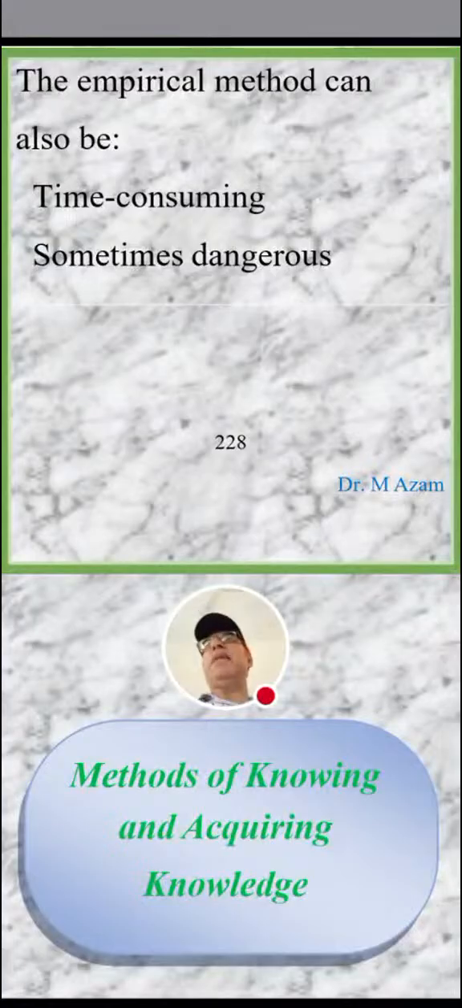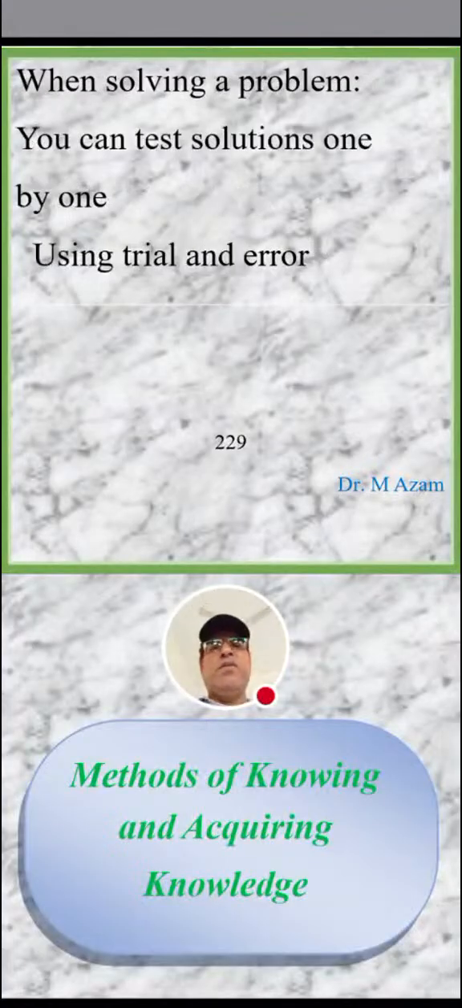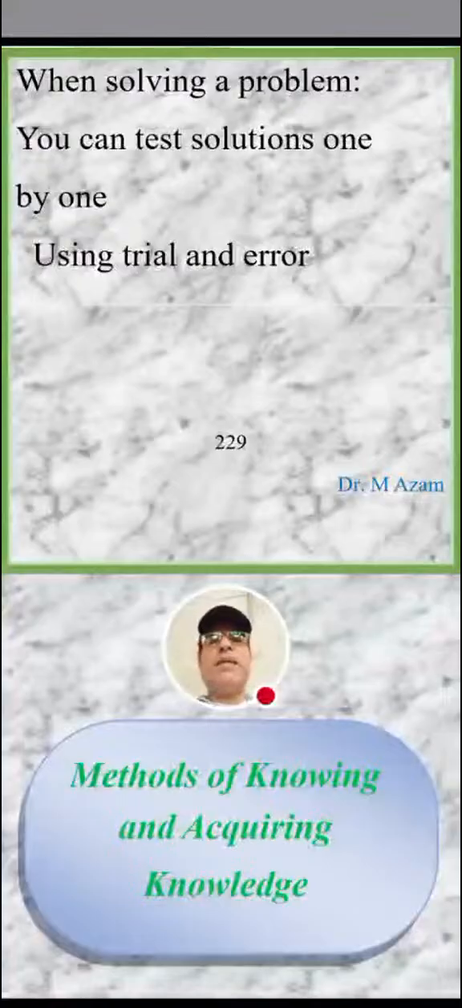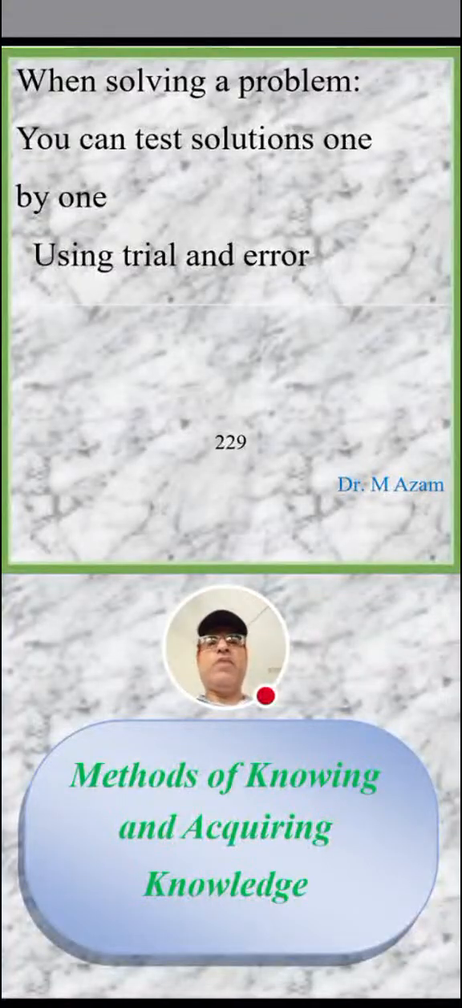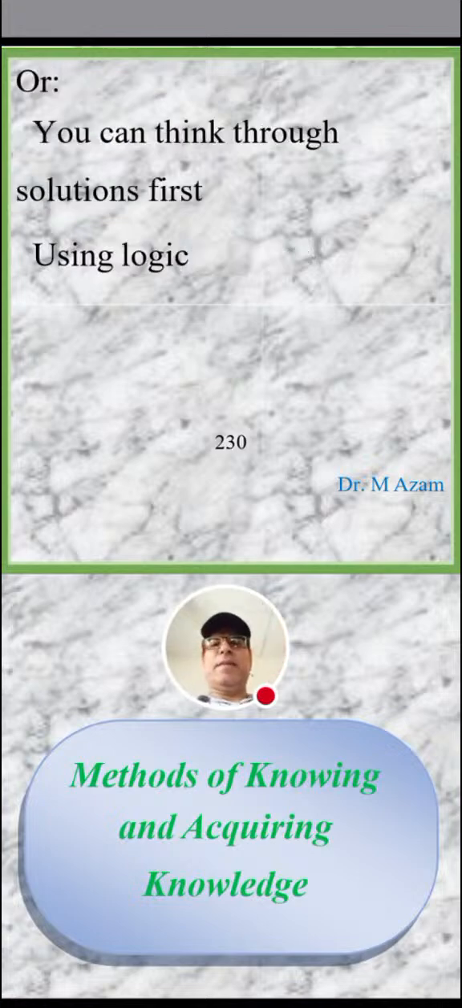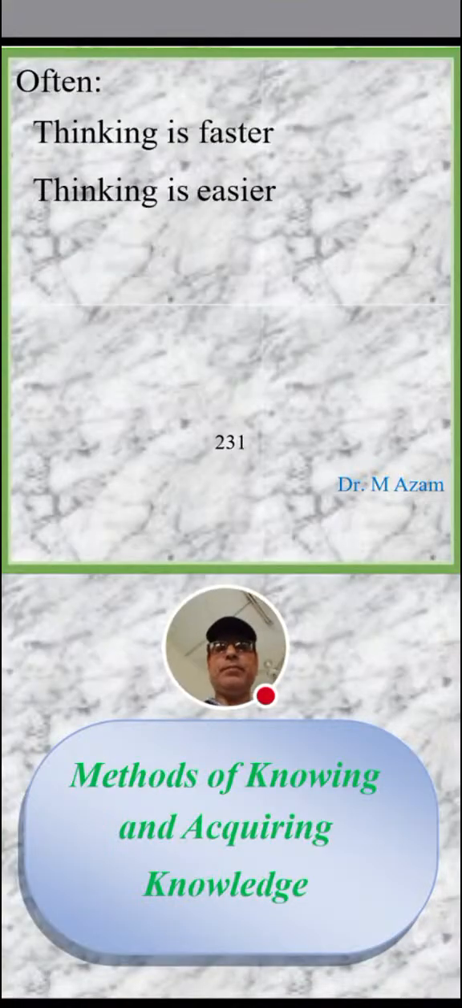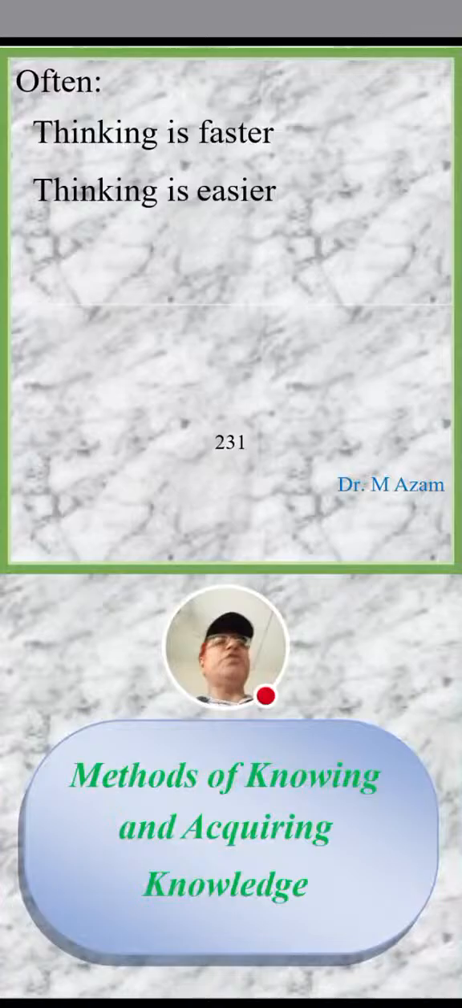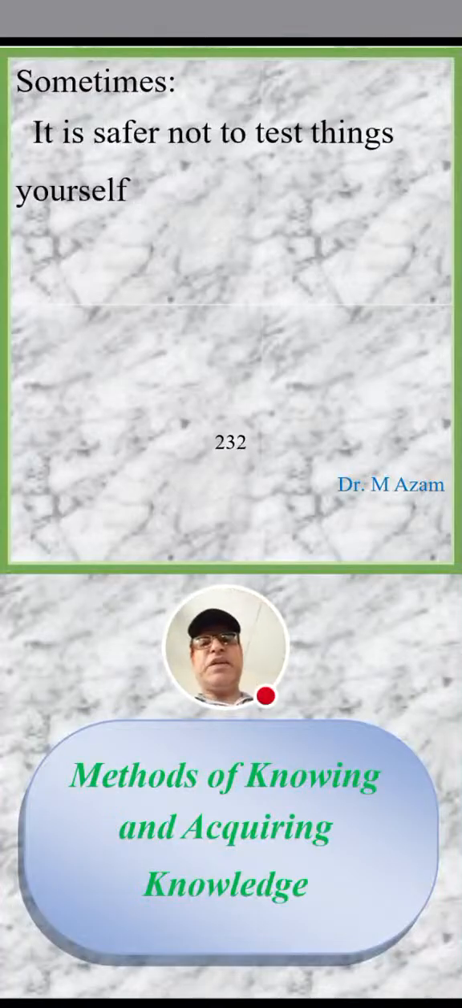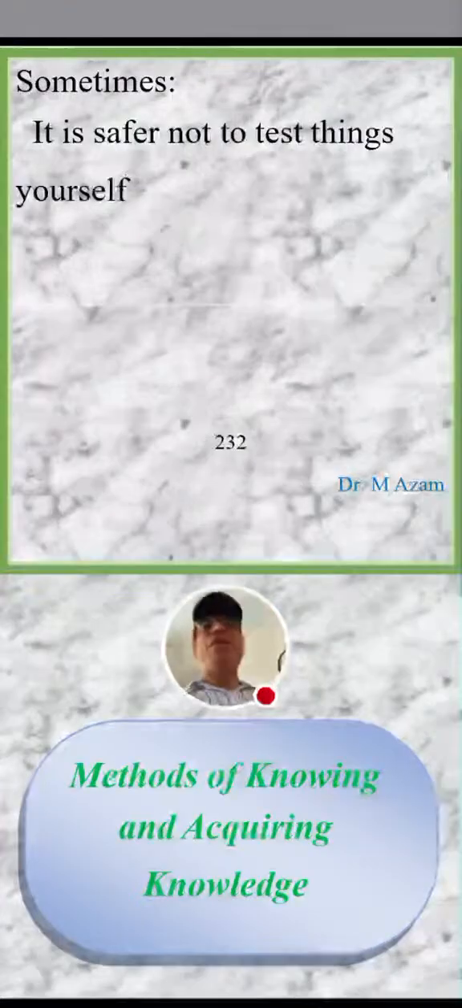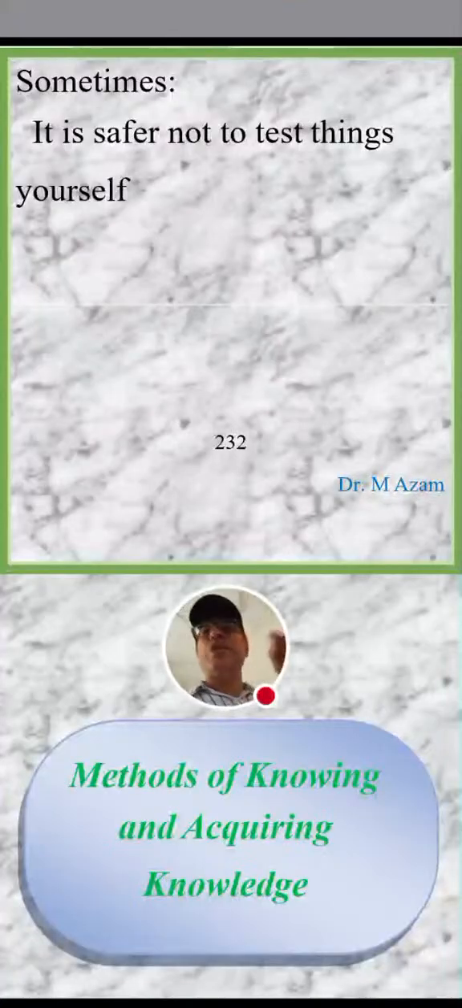Sometimes it can be dangerous. When solving a problem, you can test solutions one by one using trial and error. Or you can think through solutions first using logic. Often thinking is faster and easier. Sometimes it is safer not to test things yourself.